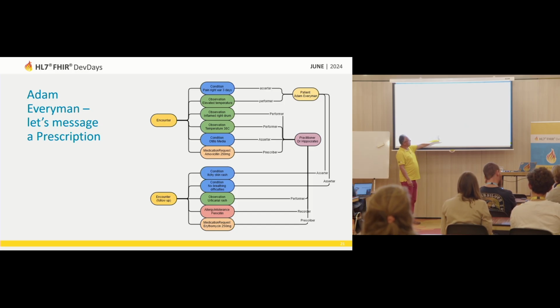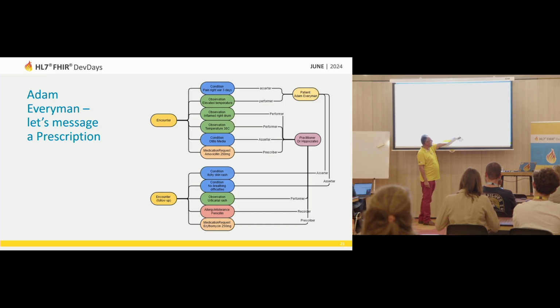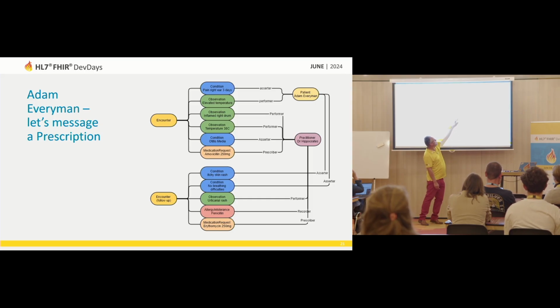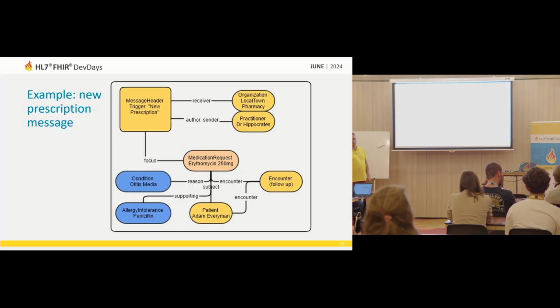To go back to our example of the patient with the ear infection that had a prescription for 2 different antibiotics, let's now create a message for the second prescription. So we're prescribing erythromycin here, because the patient has an allergy for penicillin, and yesterday we prescribed penicillin, but now we're prescribing erythromycin. So let's create a message. It's actually a message to the pharmacy to inform them that there is this new prescription. So the message header says, new prescription. The focus points to the new prescription.